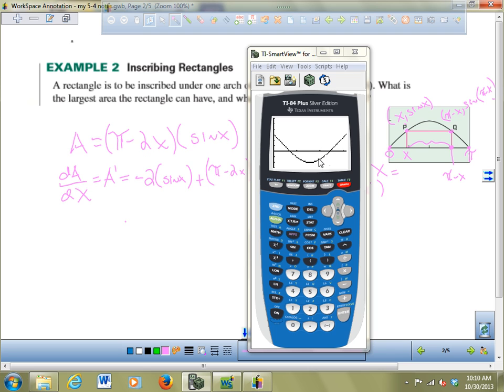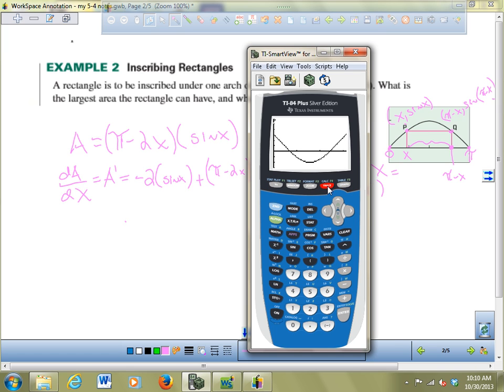No, but that's not the area. Oh, that's not the area. You're right. This is the slope of the area, right? Of the area function. But anyway, you can see that the slope goes from positive to negative here, and then you're going to go to second calc, okay, second calc. And you're going to look for the zero.